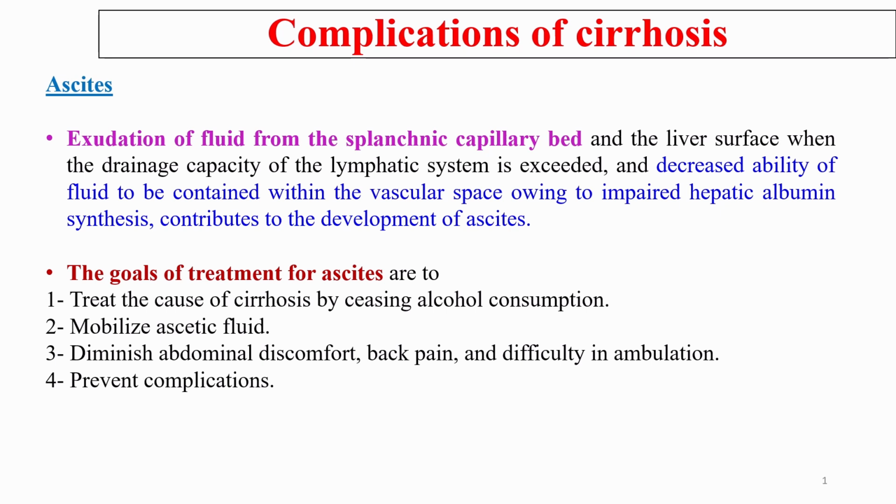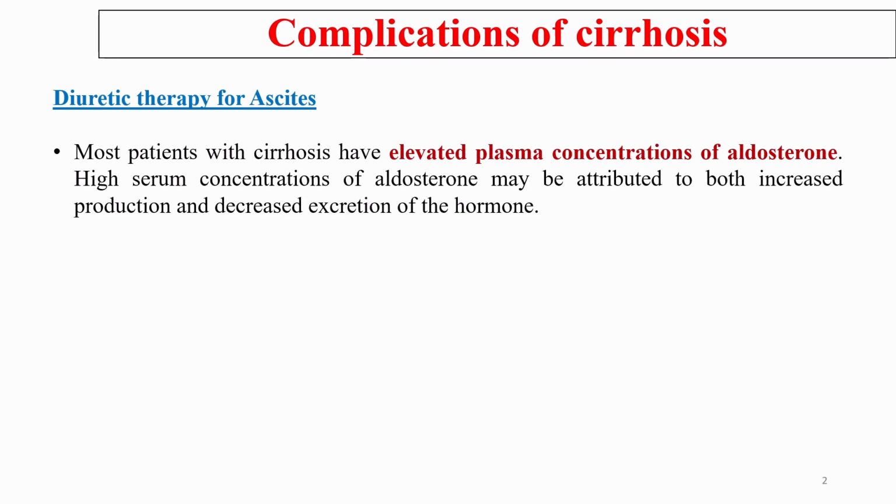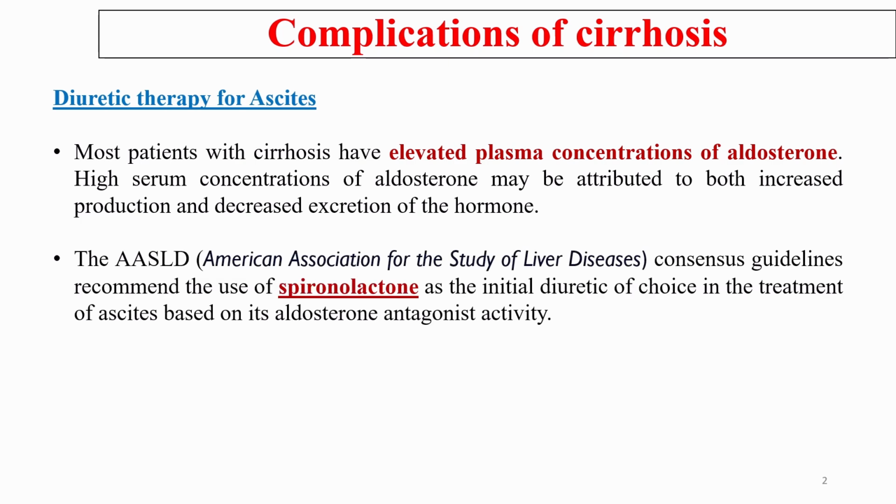Most cirrhotic patients with ascites have high aldosterone levels, which promote sodium and water retention. The preferred initial treatment is spironolactone, which blocks aldosterone. It helps kidneys excrete sodium and retain potassium. Works best when paired with sodium restriction.